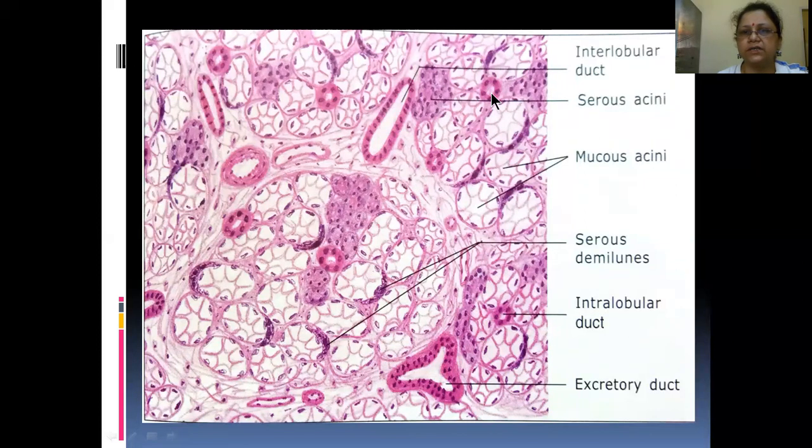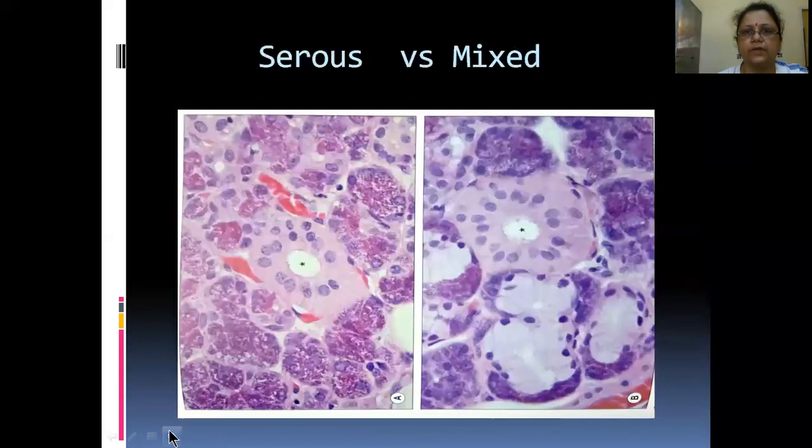So this is intercalated ducts. Okay. And these are interlobar ducts, or these are excretory ducts. Yeah. So there is a slide where you can see how it looks in the histology preparation under the microscope. Okay. All these whatever I was showing you are schematic diagrams.